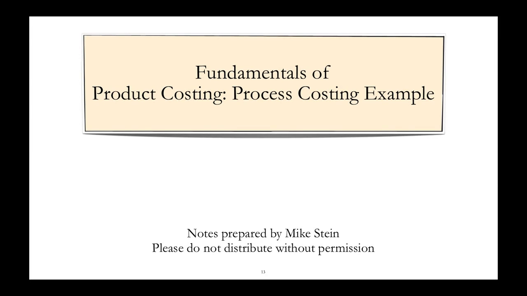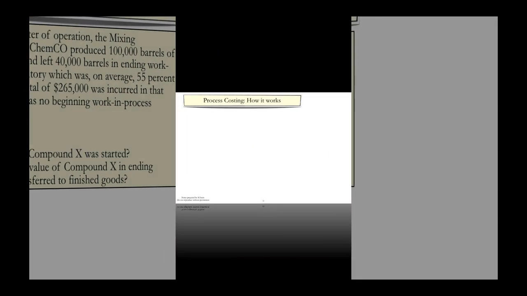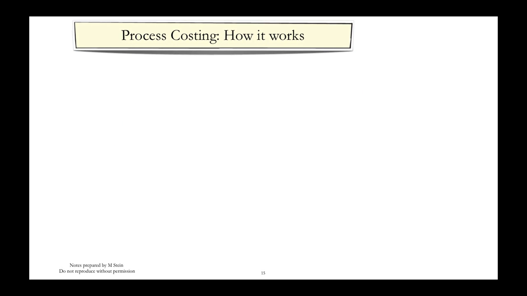Use basic concepts of process costing. Our example demonstrates the use of process costing for a continuous manufacturing process of a non-differentiated product. Before tackling the problem, let's consider process costing.